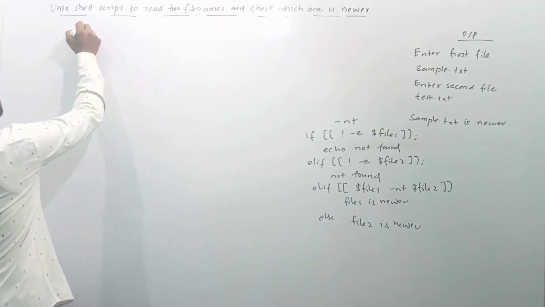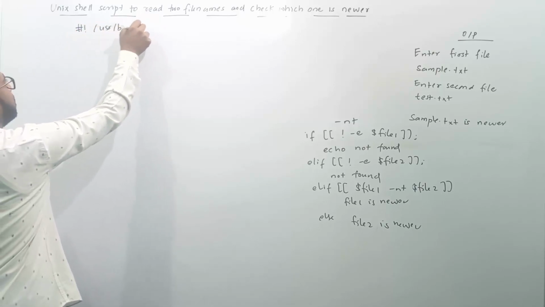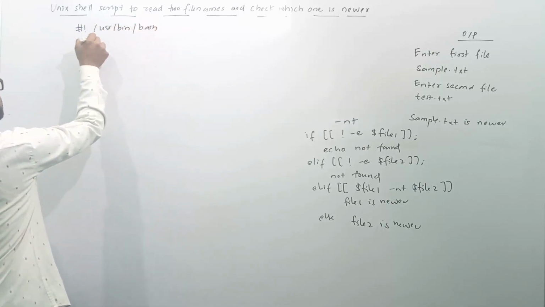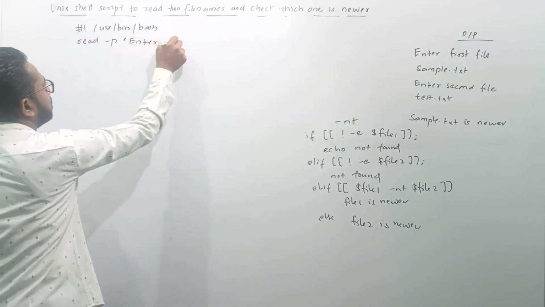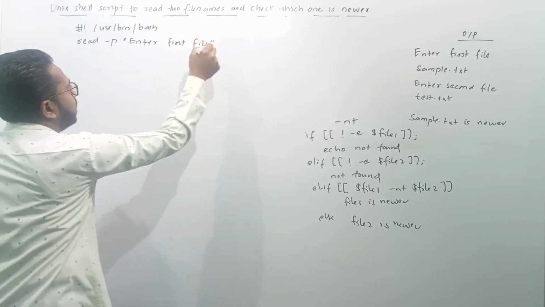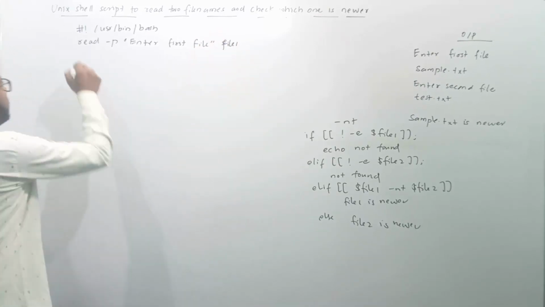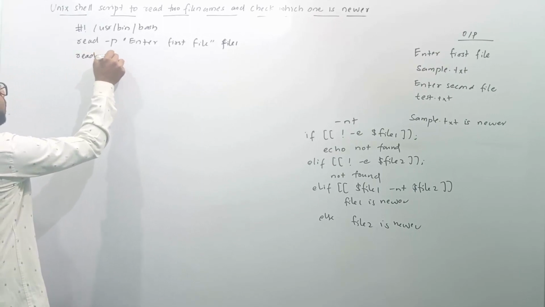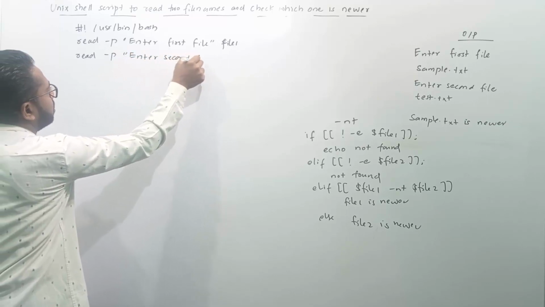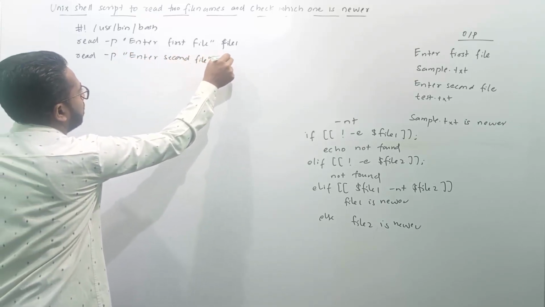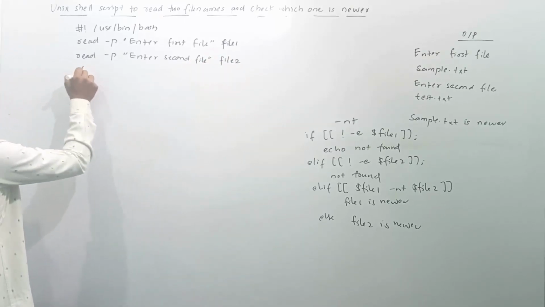I will start the program with the shebang, #!/usr/bin/bash. Then read -p, enter first file. Let us say the name of the file is file1. Next, I will accept the second file, read -p, enter second file, file2.